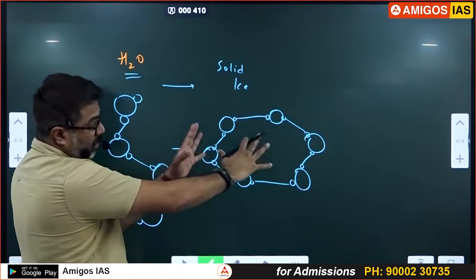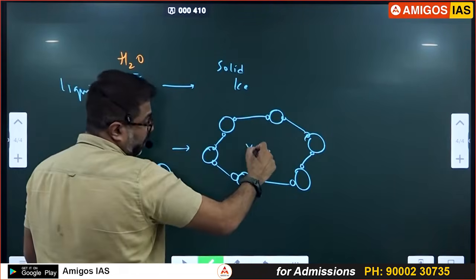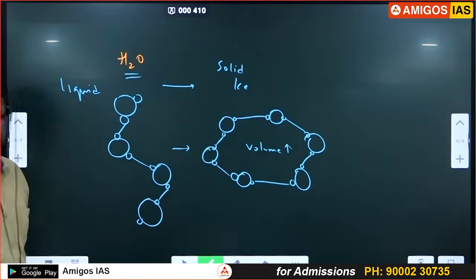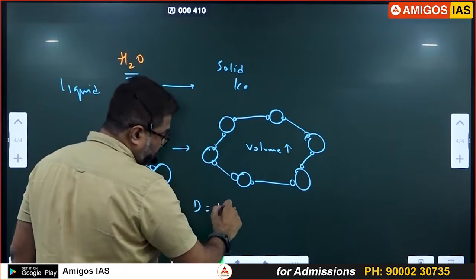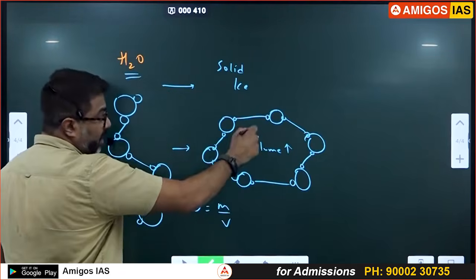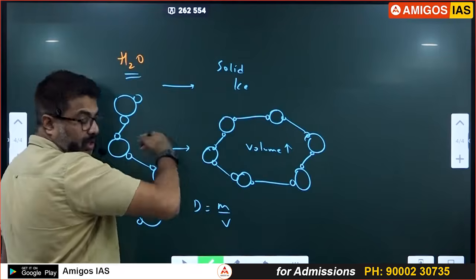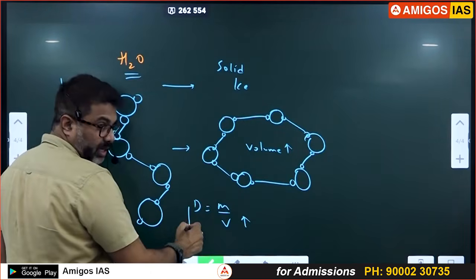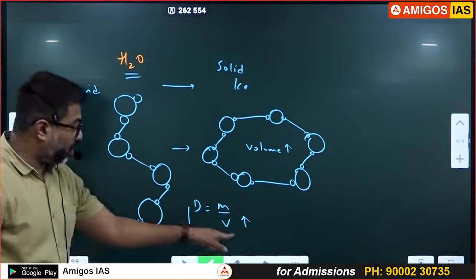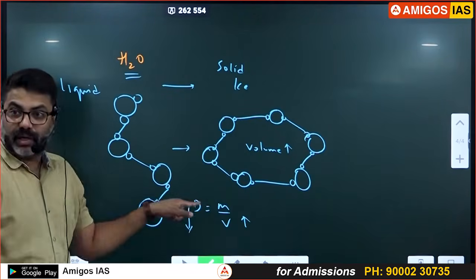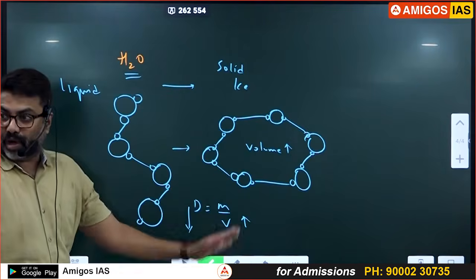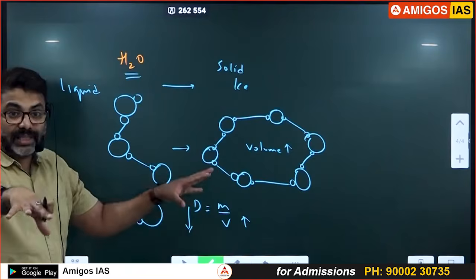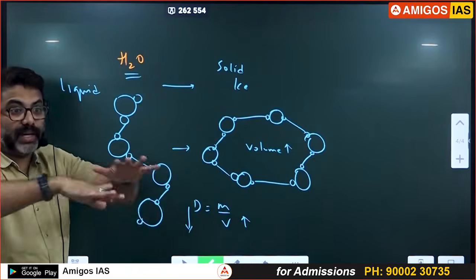The molecular arrangement becomes like this. During this, the volume increases. We all know density is equal to mass by volume. Ice has higher volume than regular water, so volume increases by nearly 9%. When the volume increases, density comes down, because density and volume are inversely related. Density is mass by volume. When the volume of ice increases, density comes down. So the ice has lower density than the surrounding water, making it float.